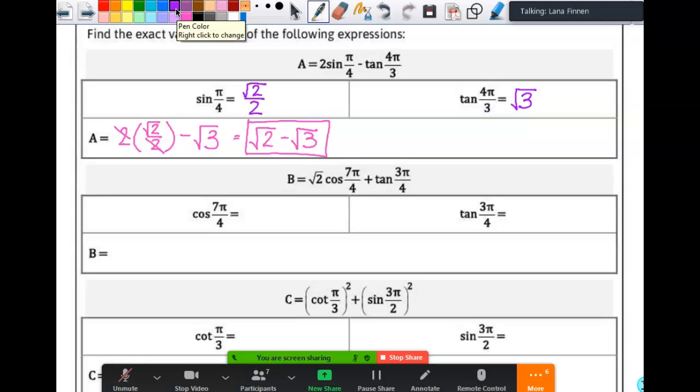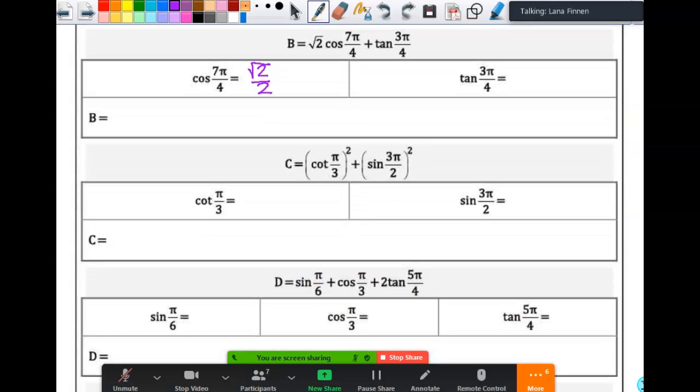We'll go ahead and do B together. The cosine of 7 pi fourths, okay, it's a pi fourths angle, so we know it's the square root of 2 over 2, but is it positive or negative? Positive, because it's in quadrant 4. Good. So this is square root of 2 over 2 again. The tangent of 3 pi fourths is, well, it's a pi fourth, so we know it's 1. 3 pi fourths, is it positive or negative? Negative, so I have a negative 1.